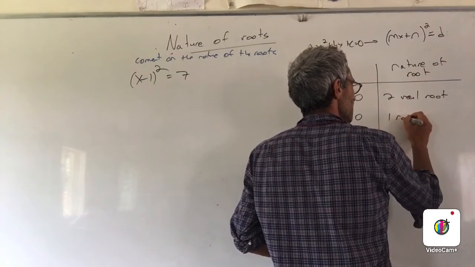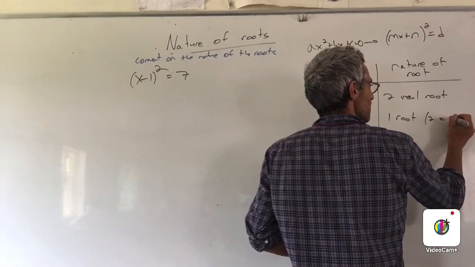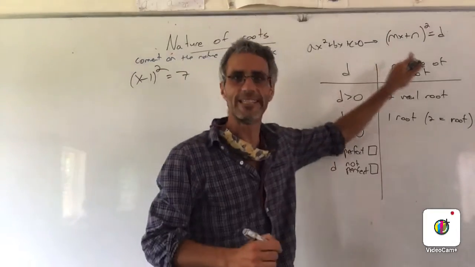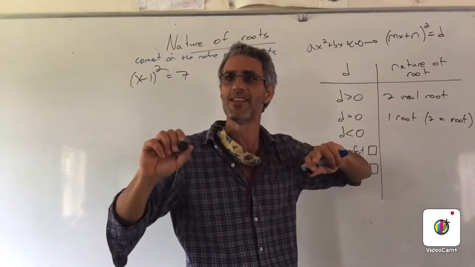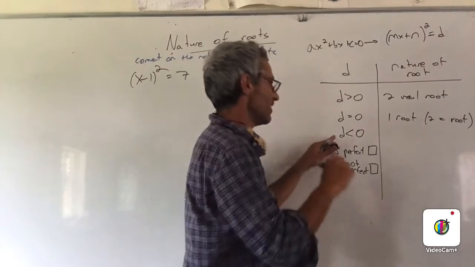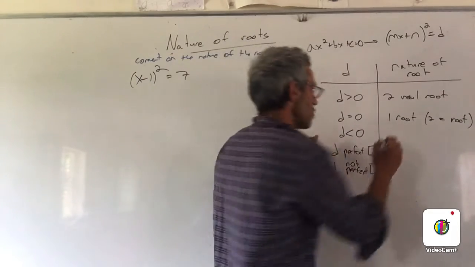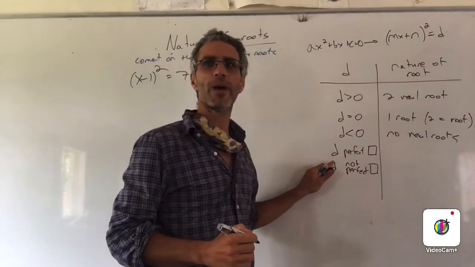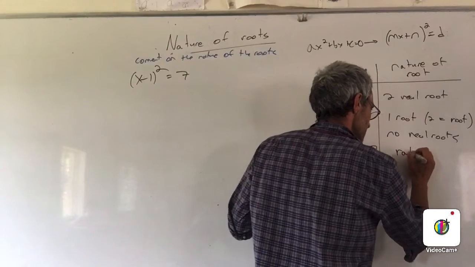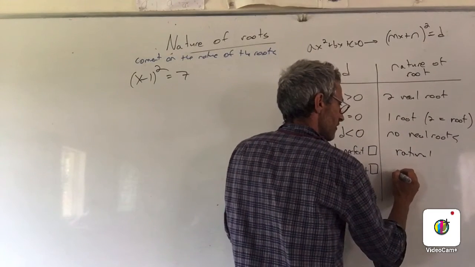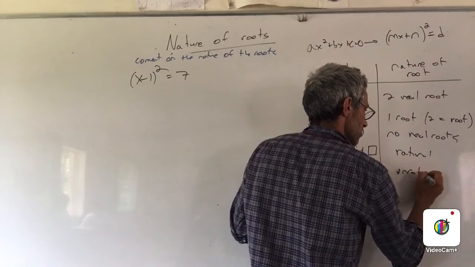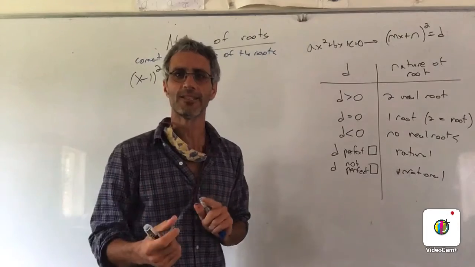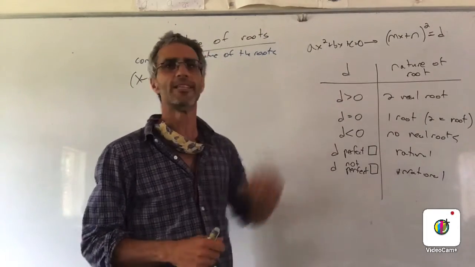Is it like the delta? Is it the same? 2 equal roots. It's the same, but instead of calculating the delta, which is b squared minus 4ac, it's just this d. Okay, d smaller than 0? No real roots. If d is a perfect square, they're rational. And if it's not a perfect square, irrational. So you see it's exactly the same thing, but instead of calculating the delta, b squared minus 4ac, I'm just looking at the d.